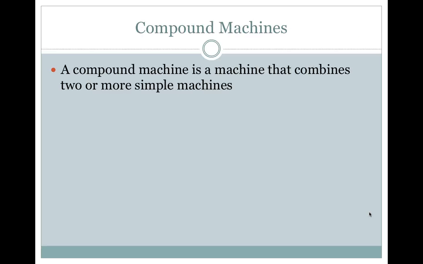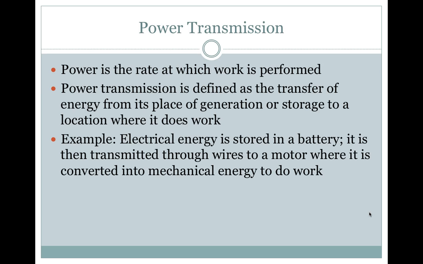Compound machines. A compound machine is a machine that combines 2 or more simple machines. Power transmission. Power is the rate at which work is performed. Power transmission is defined as the transfer of energy from its place of generation or storage to the location where it does work. Example: electrical energy is stored in a battery. It is then transmitted through wires to a motor where it is converted into mechanical energy to do work.